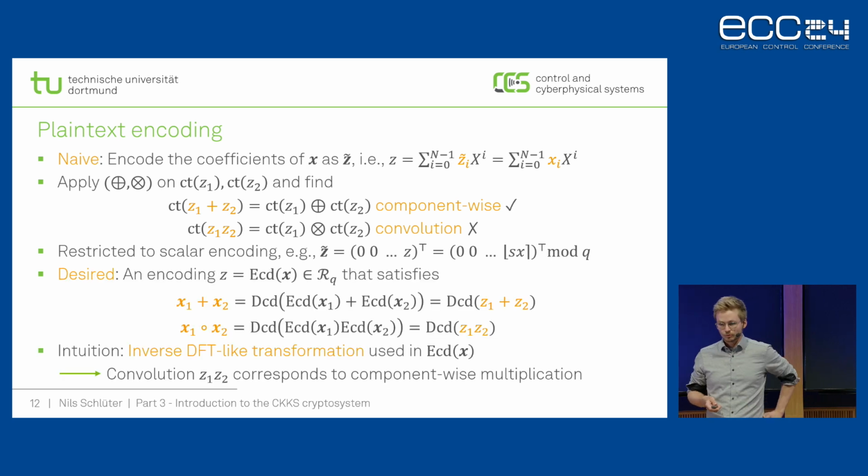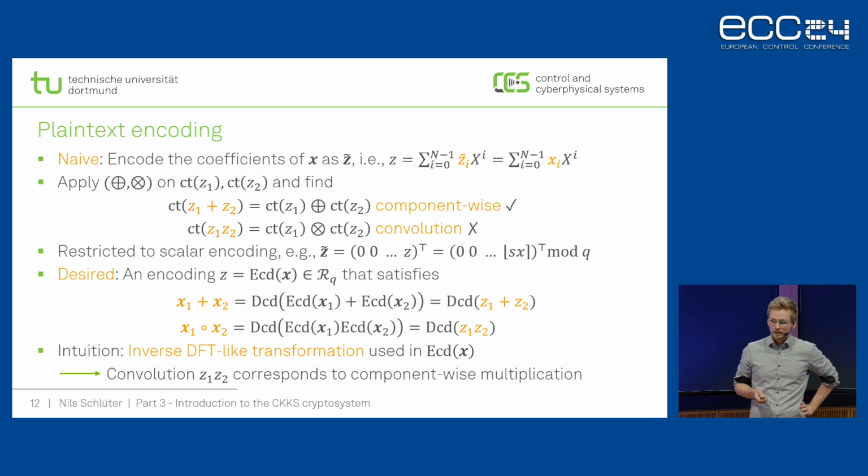So what would be desired is an encoding where we can use more coefficients, something where the decoding of Z1 plus Z2 is the component-wise addition of our vectors, and the decoding of Z1 times Z2 is the decoding of the component-wise multiplication. That is something we would like to have, because then we can really make use of the coefficients. And the intuition here is that we can apply something like an inverse DFT-like transformation, because this inverse DFT-like transformation really maps the convolution to these component-wise multiplications.